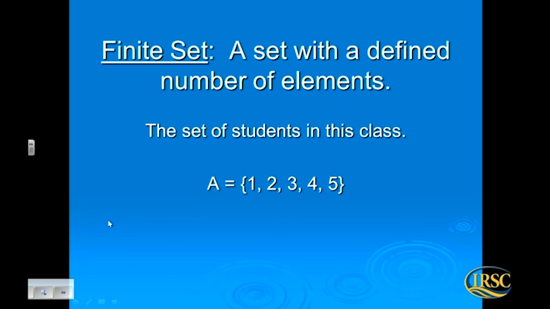Set A is equal to the set {1, 2, 3, 4, 5}. This is a finite set. Another way to put it is that it has an ending. There are 5 elements in here. It does not go on any further than that. You can count how many are in there.